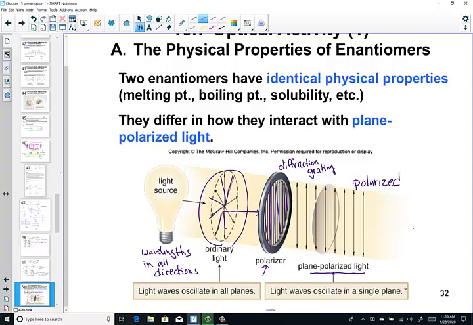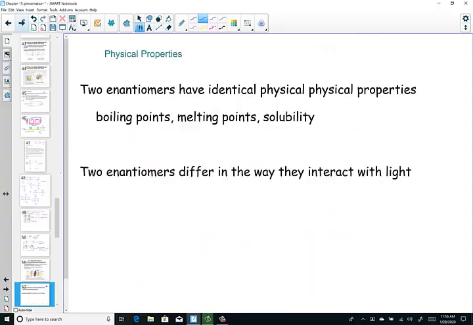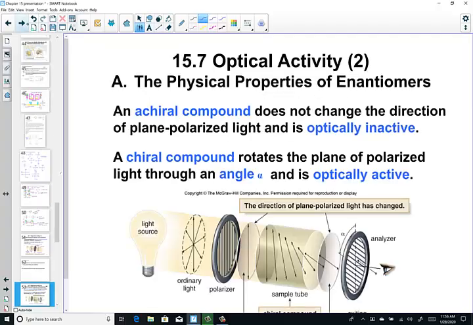Plane polarized light means that it's oscillating in a single plane. So we turn on a light bulb, which has wavelengths in all directions. We then have this light source go through a polarized lens, which changes the all-direction plane oscillating into just a single direction. So these physical properties are now going to interact with this light very differently.